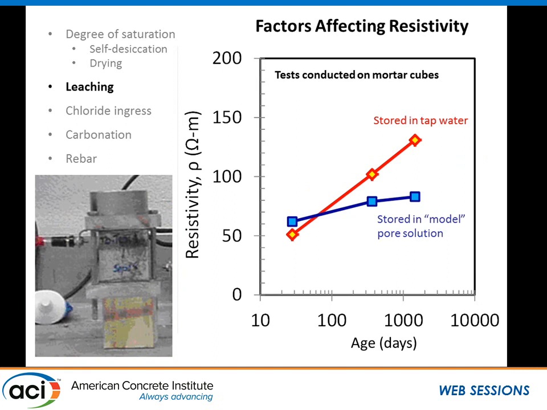Another thing is leaching. If you take small concrete samples and store them in tap water or even lime water for a long period of time, you'll leach the pore solution out of the concrete and replace it with a relatively low conductivity pore solution. And guess what? It looks like you've got increases in electrical resistance, which aren't real. Really, you should try to store your samples in a model pore solution if you want to see the effect of maturity and aging, independent of the leaching that's going on.